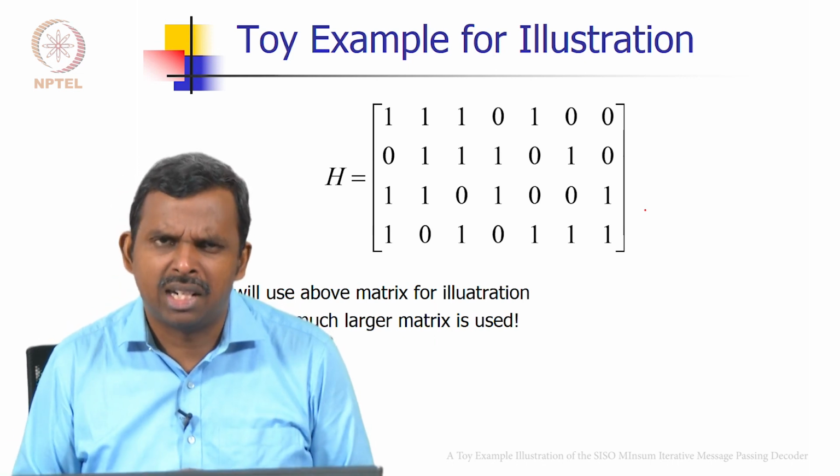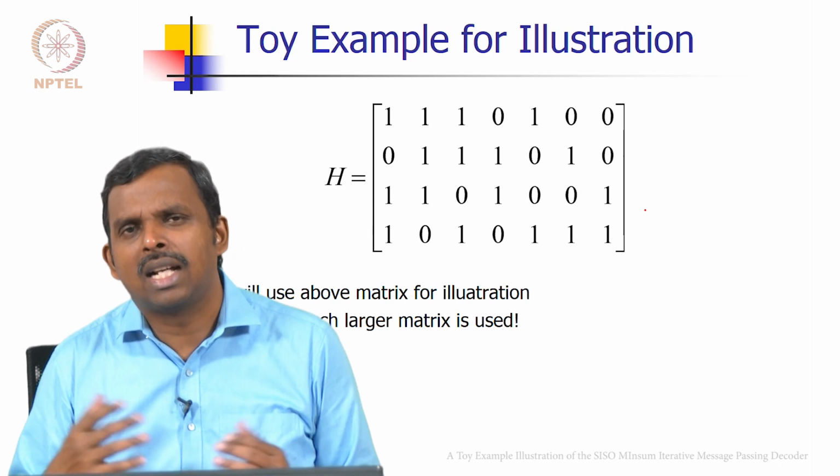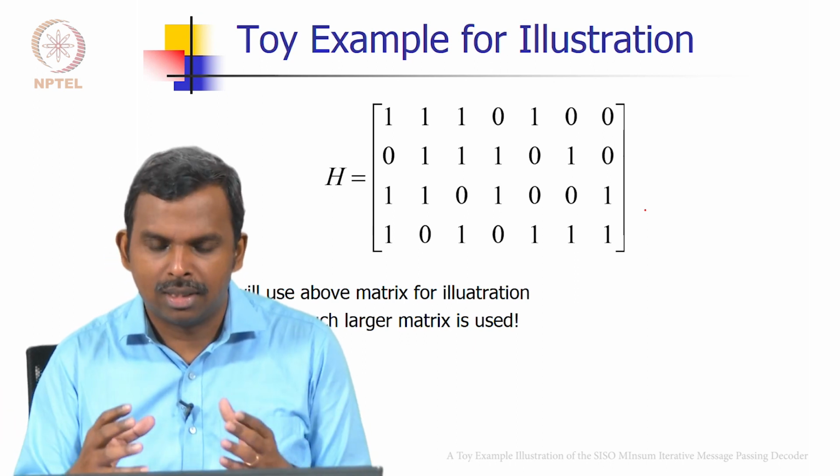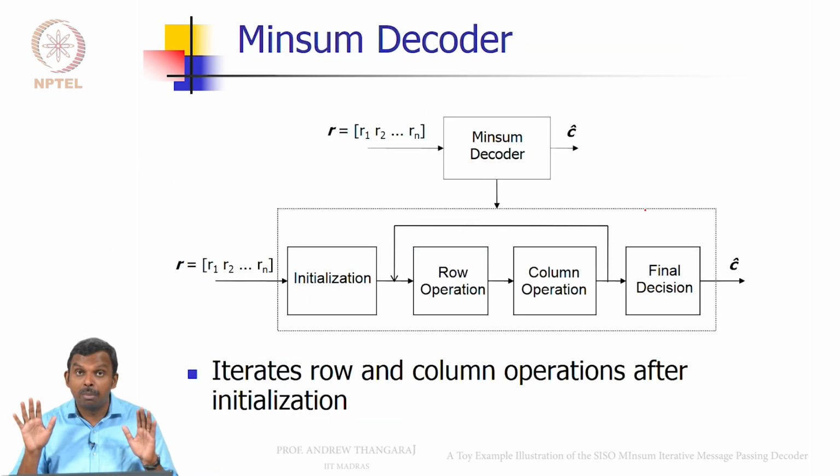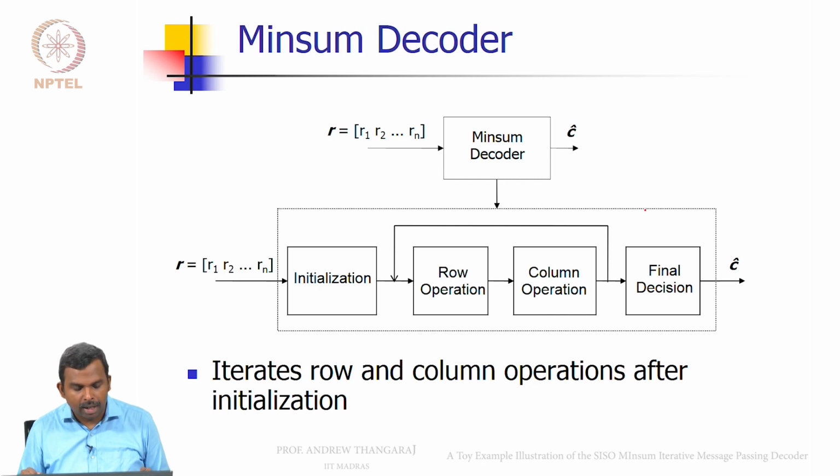Typically a much larger matrix is used, but extending it to a larger matrix is not really difficult. The basic idea is what is important. So, let us get started. We are going to focus on the min-sum decoder. We will not be doing log, tanh, hyperbolic and all that, just min-sum. And how does that work?